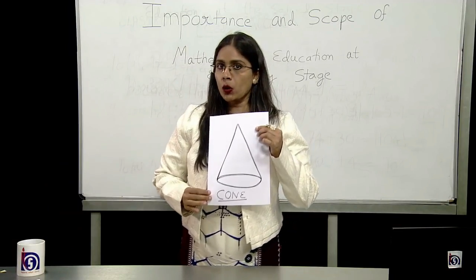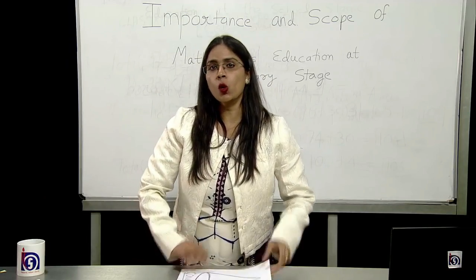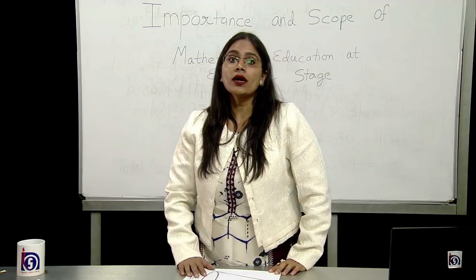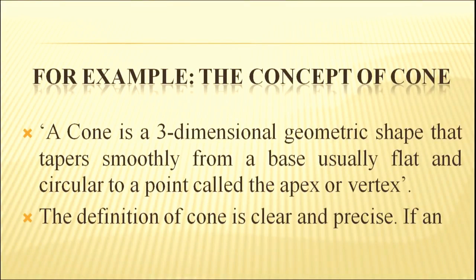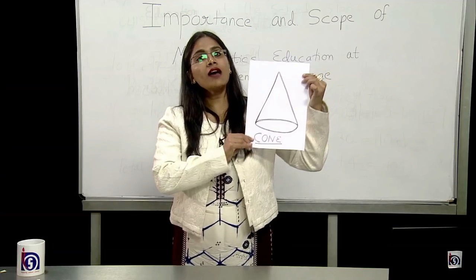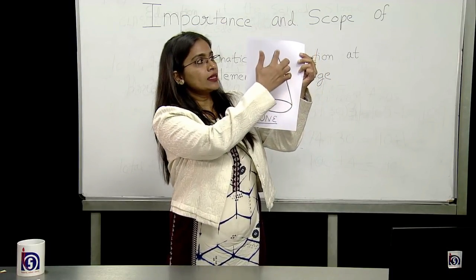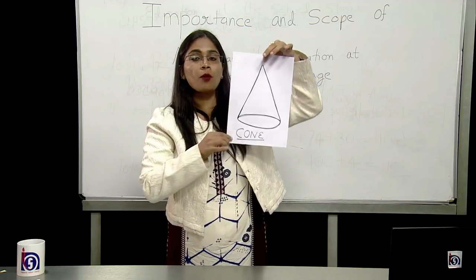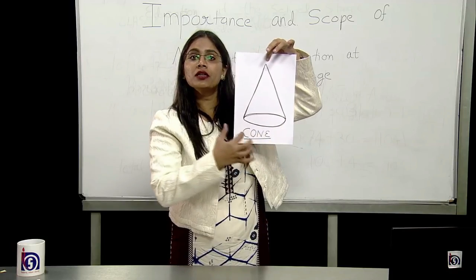Here I have a cone diagram. So basically what is a cone? So let us define first what is a cone. A cone is a three-dimensional geometric shape that tapers smoothly from the base, usually flat and circular, to a point called the apex or vertex. Here I have a shape of a cone. The base is circular and the top, the apex, the point, is the vertex. So this is a three-dimensional geometric shape.